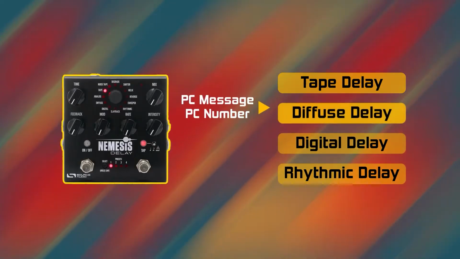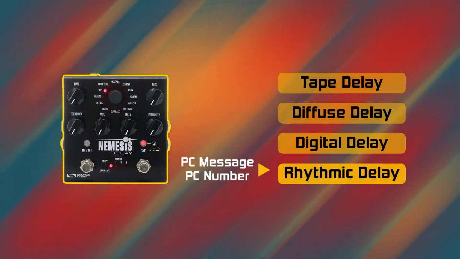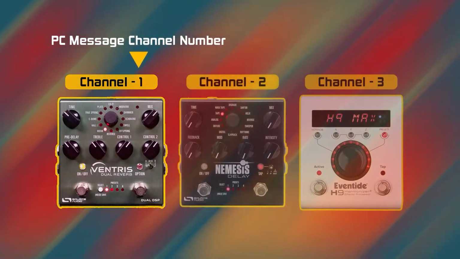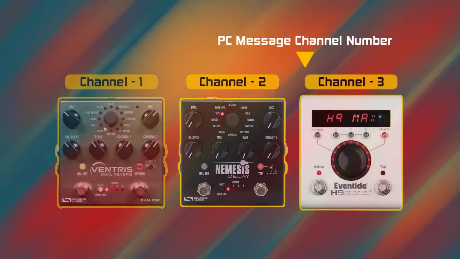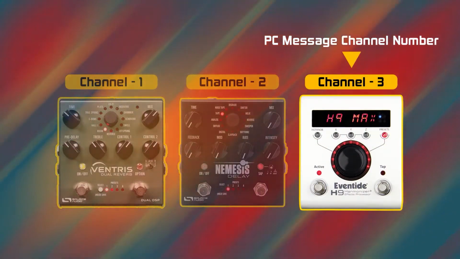So a program change message, or PC message for short, is composed of two different numbers, the PC number and the channel number. The PC number will call up the exact preset you're wanting to get to on that pedal, whereas the channel value will determine which exact pedal you're trying to get that preset from. And that's super important if you're using multiple MIDI pedals like I do. So let's go over PC number first.